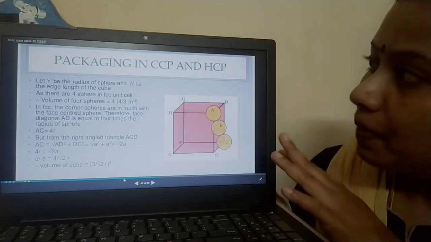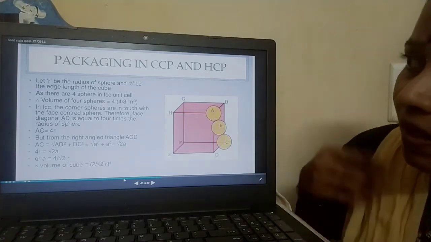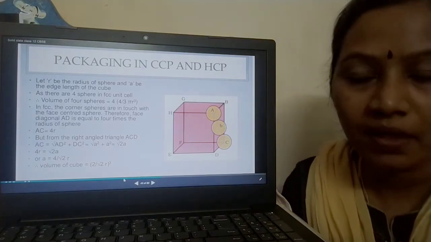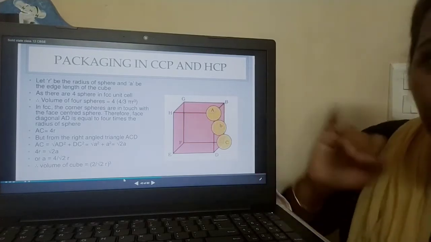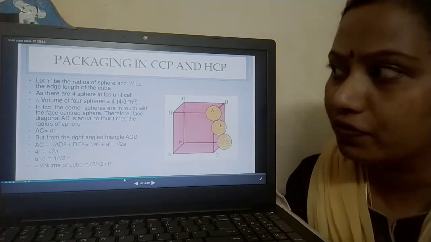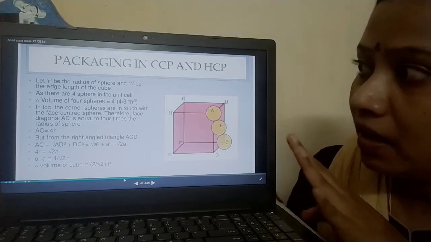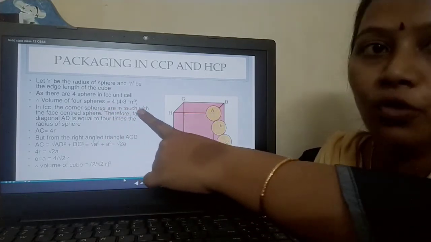Next, this is packing in cubic close packing and hexagonal close packing. As I already discussed with you, what is r? r is nothing but the radius of the sphere. What is a, children? a is nothing but the edge length of the cube. Now how many spheres will be present in a face centered cell? There are 4 spheres present in it. So volume of 4 spheres is equal to 4 into 4 by 3 pi r cube.